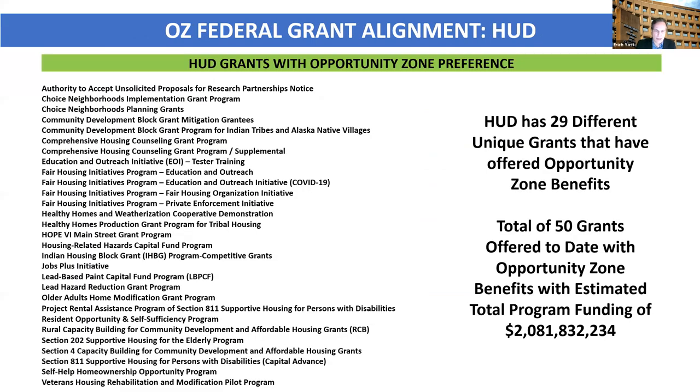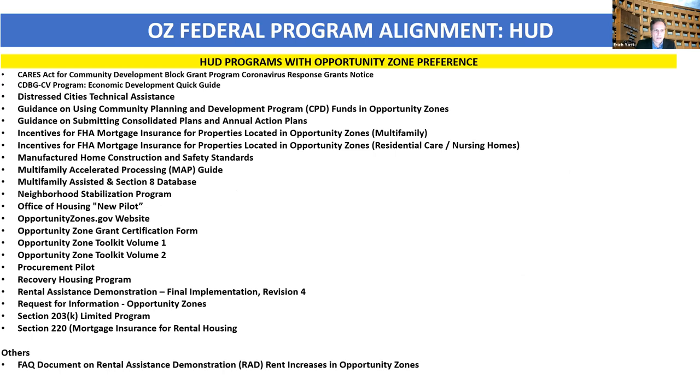HUD specifically, and as a representative of HUD, I wanted to share here's our list of unique grants at HUD. We have 29 different unique grants that have offered opportunity zone benefits, preference points or priority consideration, and that is over 50 grants in total. Many of these have been released in different fiscal years, and that is over $2 billion. In addition, we've offered a variety of other programs, more block grant, not the competitive grants, where we've offered specific guidance or priority efforts around opportunity zones.